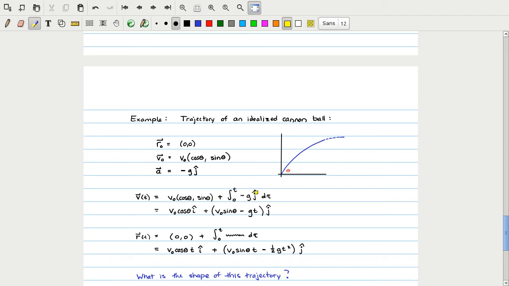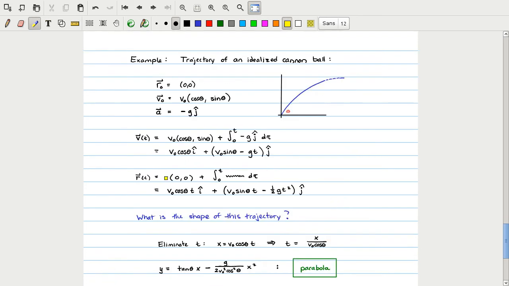And then this gives us the velocity at any future time later than the initial time. So we integrate negative gj from 0 to t, and we get negative gtj. So that velocity is v0 cosine theta i plus v0 sine theta minus gt j. And we integrate again to get position.